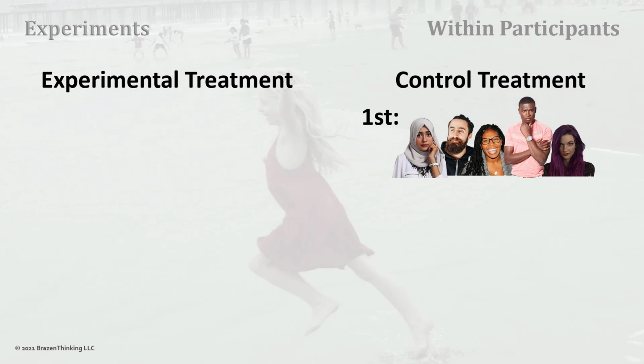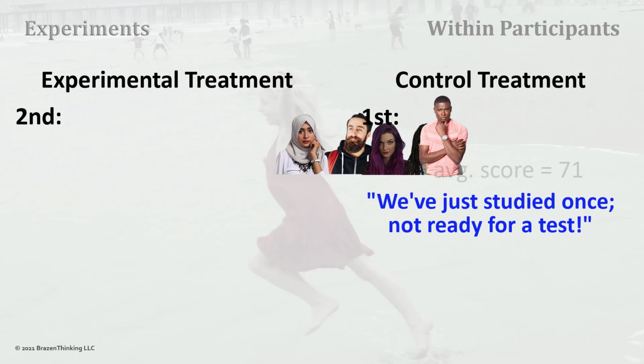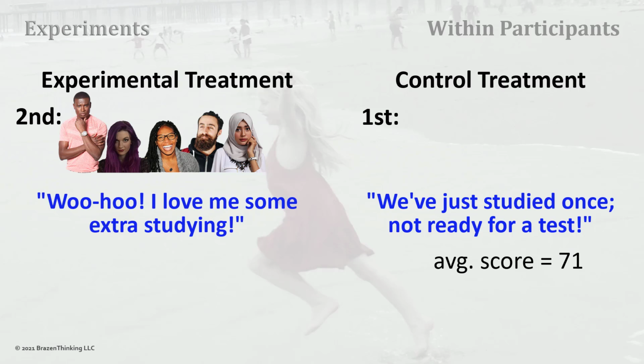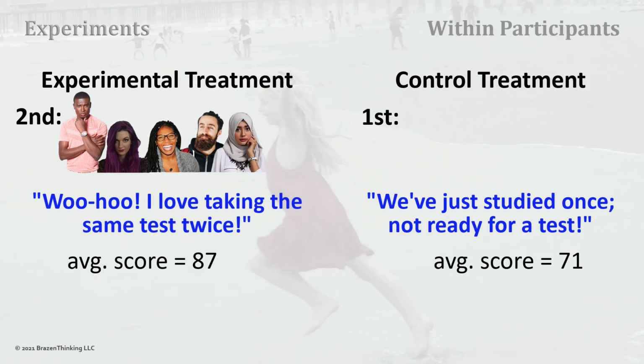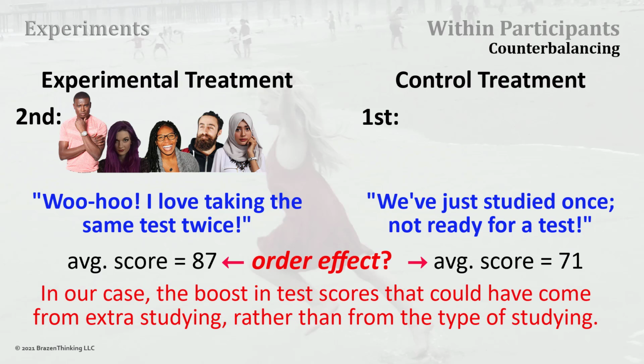After the control treatment, they'd studied the material once. But after the experimental treatment, they'd studied it again, so twice, as well as taking the test twice. So if they knew more after the experimental treatment, it might not be due simply to the act of learning, but to extra studying or having practice with the test. A common way to deal with what could turn out to be an order effect like this is to counterbalance.